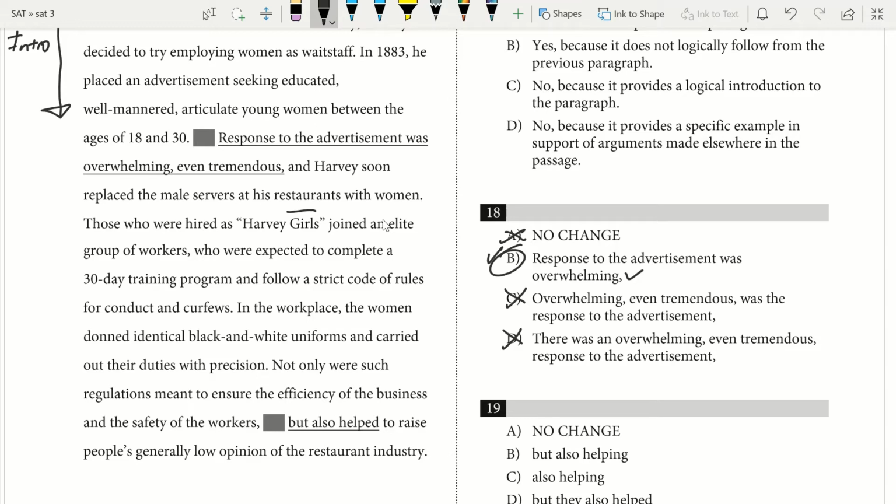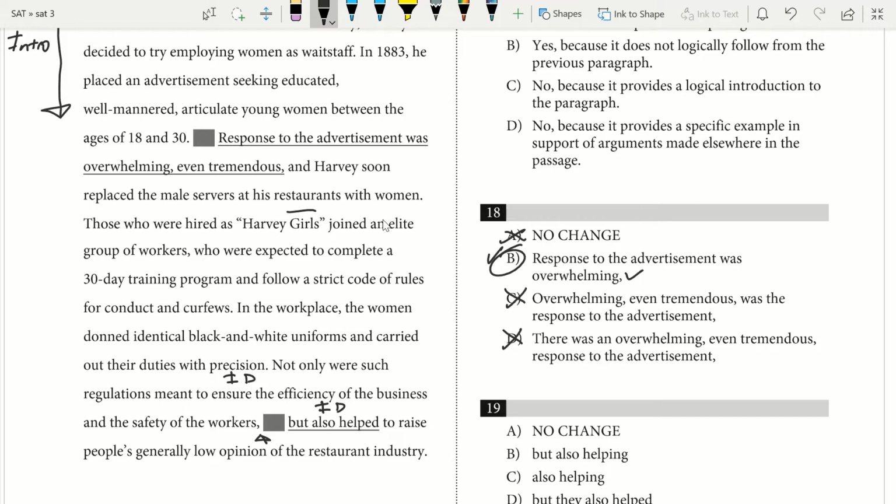Also helped, well, here's what I see as a problem here. I see I have a comma and a but. So when I see that, I'm looking for an independent clause to follow, because we're going to have a compound sentence then, right? Because we have a comma followed by a fanboy. So we have comma, but, so I know I need an independent clause here.